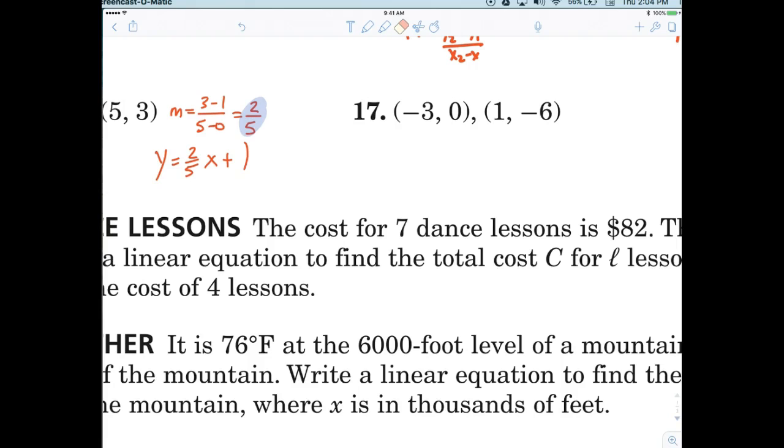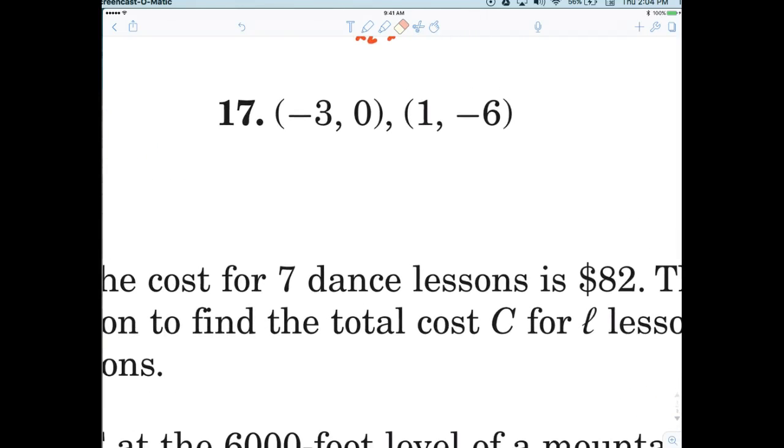All right, bless you. So here we go. I want someone to tell me what the slope is. Now remember, you've got to be right, so double check your work. Slope.